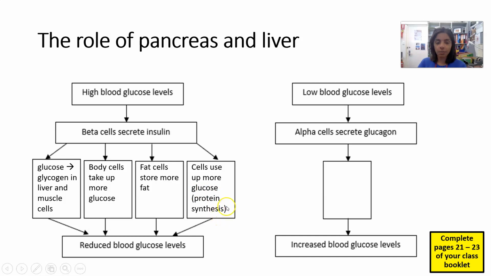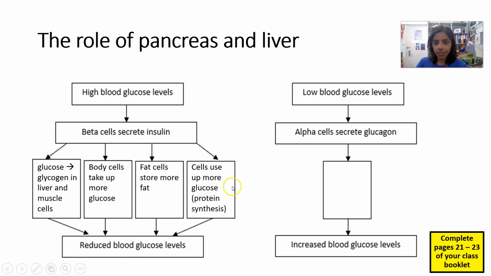So this is how you can build more muscle tissue, because you're taking that energy from glucose, breaking it down to produce ATP, and therefore you can drive the process of making new proteins. All four of these things will have a common effect in reducing blood glucose concentration.